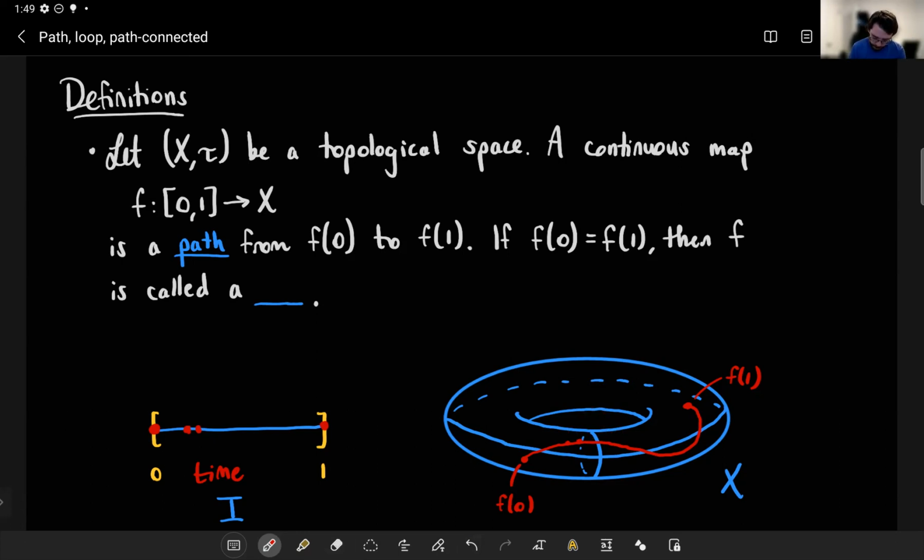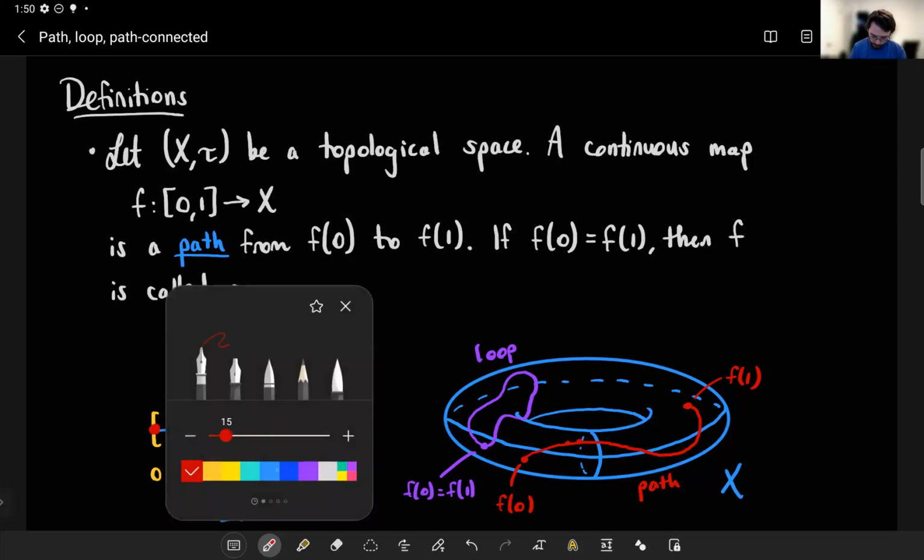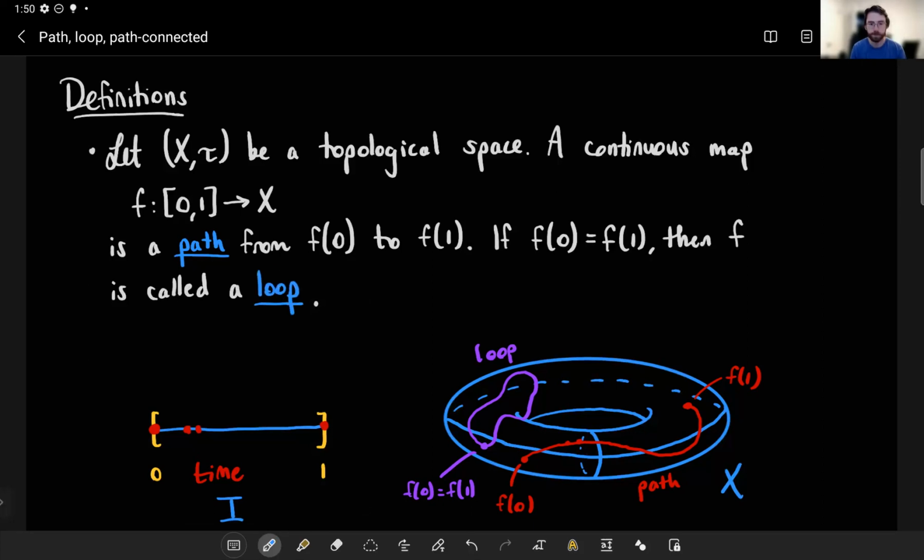And if it turns out that the endpoints are the same, namely that f of 0 equals f of 1, then you instead call this thing a loop. And the reason you call it a loop is because, say this was f0 and f1, I might do something wacky, but as long as I come back to where I was, I get a loop. So all loops are paths. Not all paths are loops. So let me just write this in for a definition. It's a loop. And you can do a lot of really important things with loops in topological spaces.